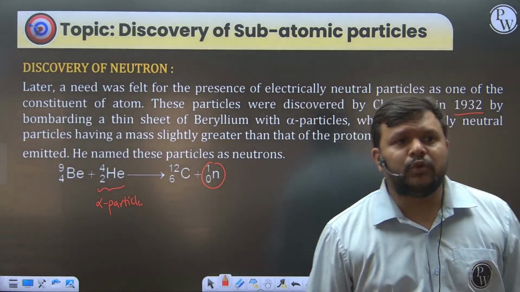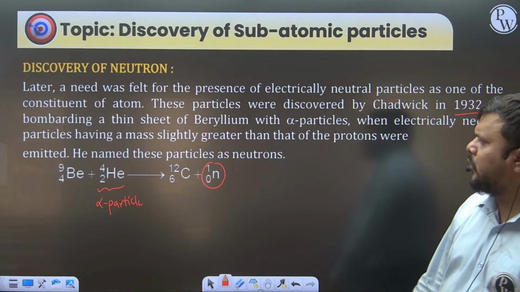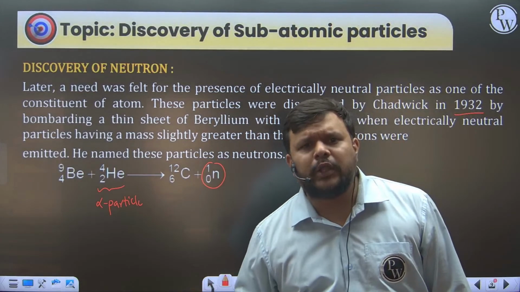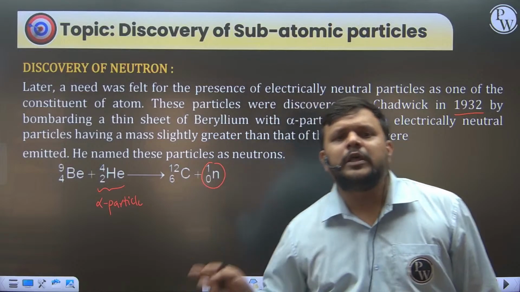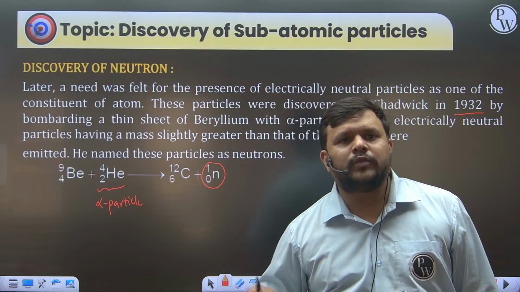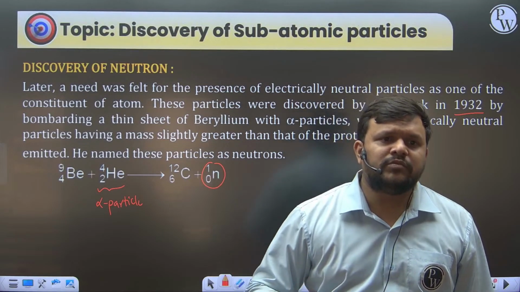Why was it named neutron? Because it was neutral in nature. It had a mass approximately equal to the mass of the proton, but it was neutral in nature, so it was named neutron. So the discovery of the neutron was made by James Chadwick.